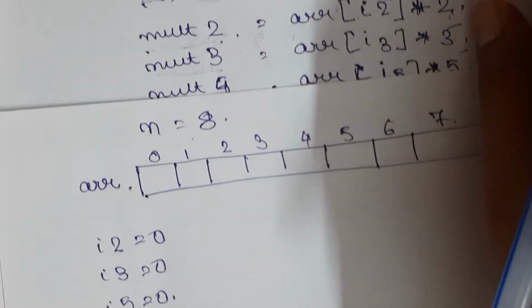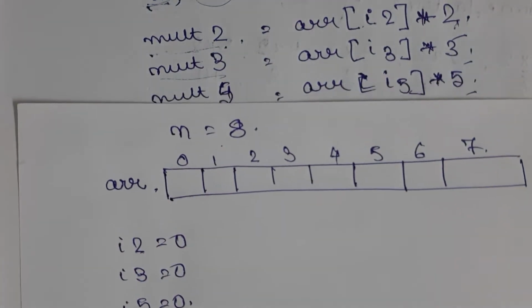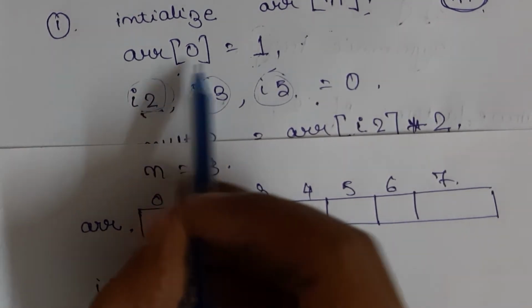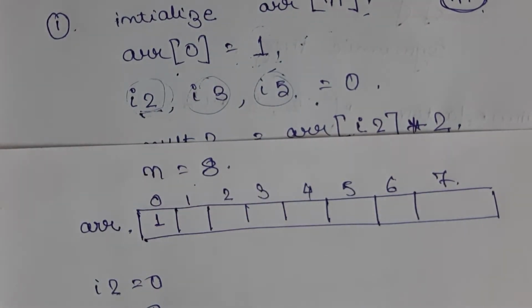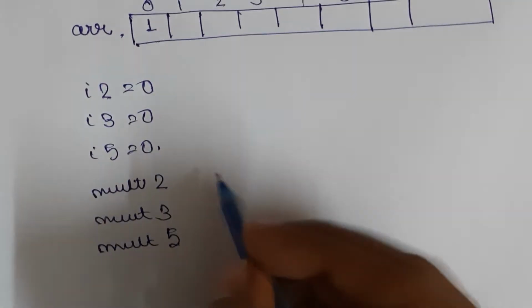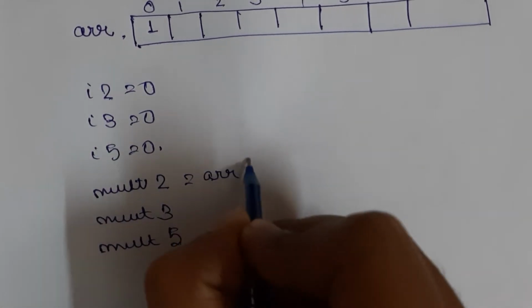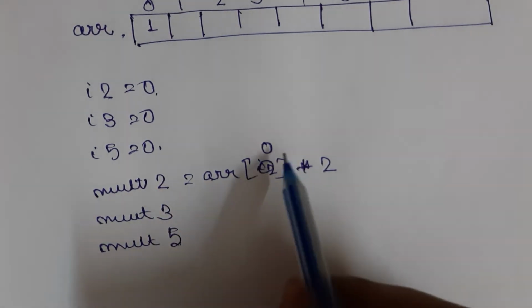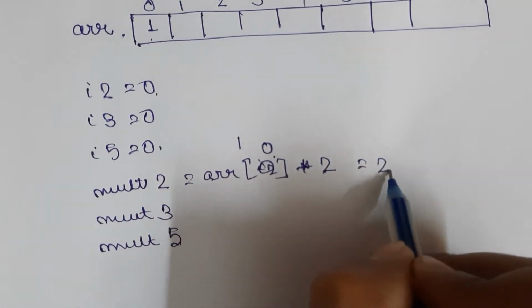Now, I have initialized another variable mult2, correct? Mult2 is ARR of I2 into 2, right? So I am initializing mult2, mult3 and also mult5, and I have done ARR of 0 equal to 1, so I will initialize this as 1. I think there is no problem now. Correct? So mult2 means ARR of I2 into 2. I2 here means 0, so ARR of the 0th value into 2. ARR of the 0th value here is 1, so 1 into 2. So the mult2 value is 2.